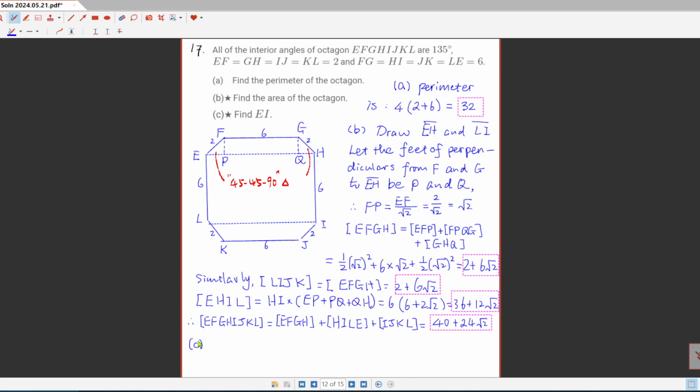Okay, we know HIL is a rectangle with side length 6 and 6 plus 2 square root 2, right? Therefore, we know the diagonal EI equals square root of the sum of squared side lengths, which is 6 squared plus 6 plus 2 square root 2 squared, right? And that's 2 square root of 20 plus 6 square root 2 after simplification. Okay, have a look at the whole solution here. Let me know if you have any questions.